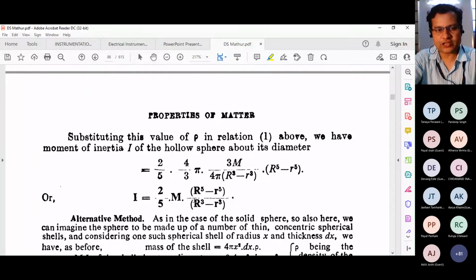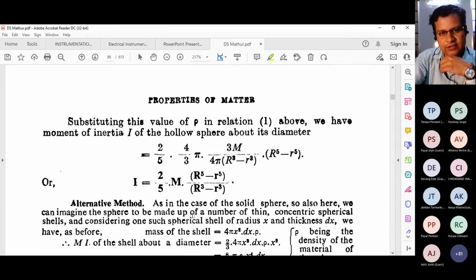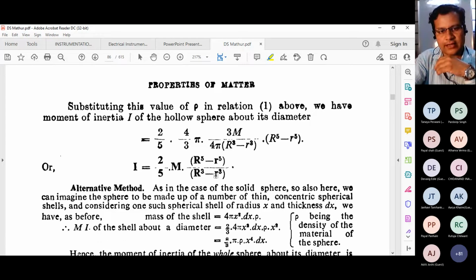In this particular solution, substituting the value of rho over there in the 2 by 5. So instead of writing 2 by 5 MR², you write in terms of the density. How can you write that in terms of density? You just multiply the volume of that sphere with the density. The hollow portion volume is 4 by 3 π (R³ − r³), multiplied by its density. So you substitute density with the whole quantity, you will get the answer in terms of mass. So that's the calculation being done over there.